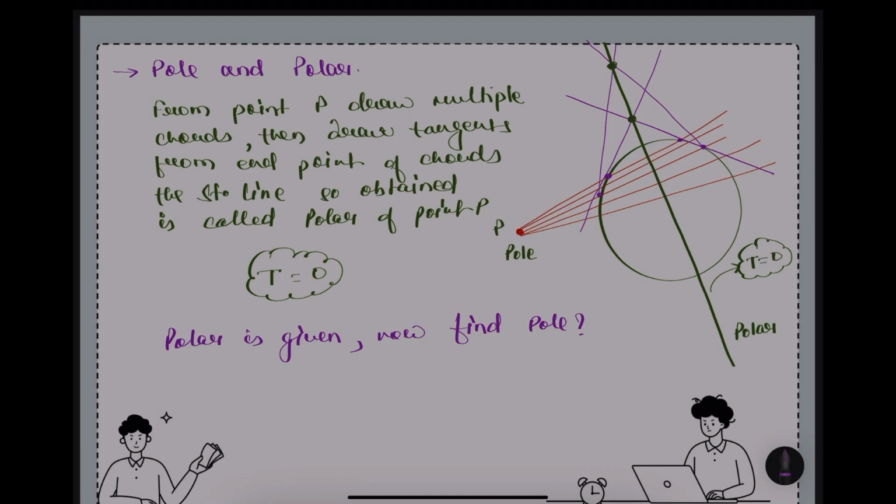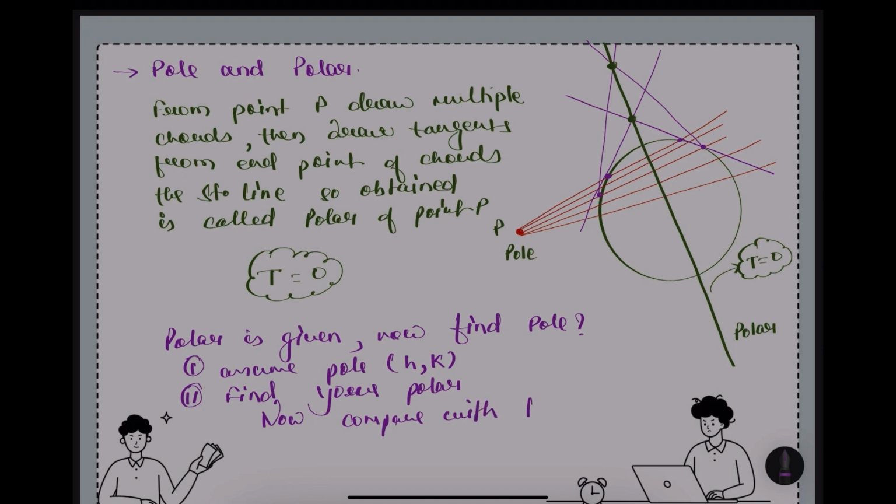So what you will do, assume the pole as h comma k. Okay, this is your first statement. Now find your polar, and now compare it with their polar. Okay, so you know that your point is h comma k, so you will calculate and you will find the value of h comma k. I hope the idea is clear.